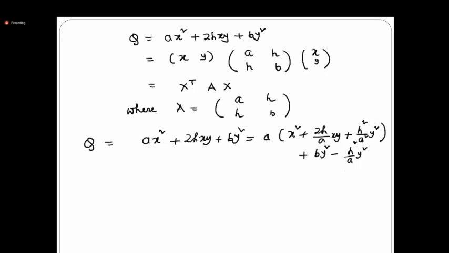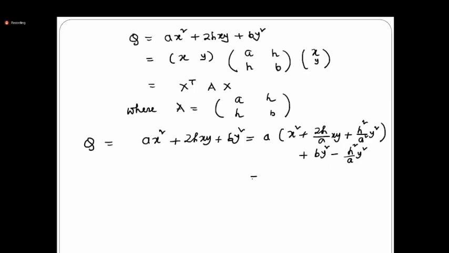Okay, it should be h square by a, right? Not a square. I hope you see why it is coming as a: when I take that outside, a is the product here, so it should be cancelled out. The 1a will be removed. Is it okay?